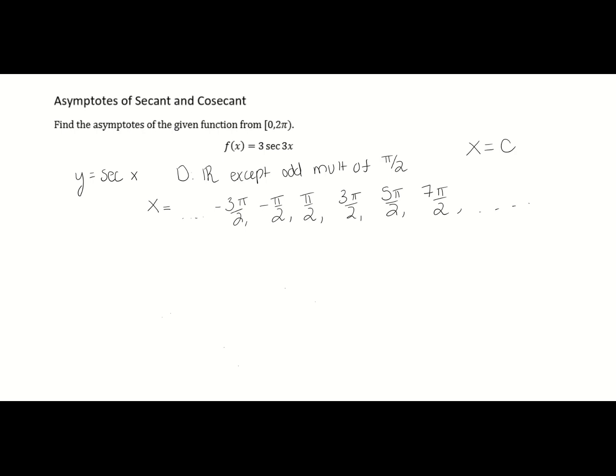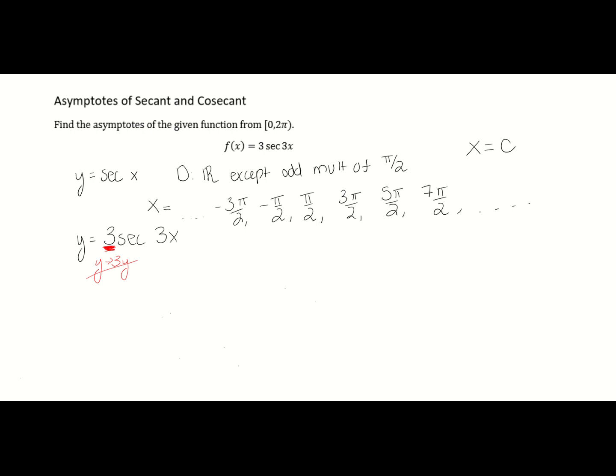Now I want to take a look at my new function, which is y is equal to 3 secant of 3x. Now what's going to happen here is that this 3 in the front is a vertical stretch by a factor of 3. That's changing your y's. It will take your y's of your function and multiply them by a factor of 3, which means that it doesn't affect the x's at all. It's only affecting your y's, but your asymptotes are vertical asymptotes. They're x equals. So this actually does not affect the vertical asymptotes at all.